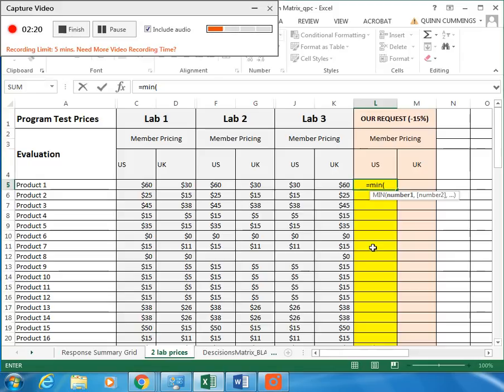Whenever I say of, I know that I'm going to do an open parentheses because I have to give it the choices. So minimum of cell C5, that's the first option at lab 1. Cell F5, which is the second option, lab 2. And make sure that you're putting the comma after each one of those to let it know that it's going to be a different cell. And then lab 3 is going to be J5. And if we just take that and press enter, it will give us the number that we were looking for. The minimum of these 3.